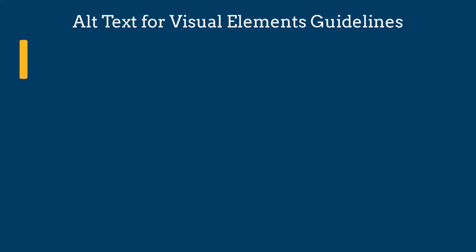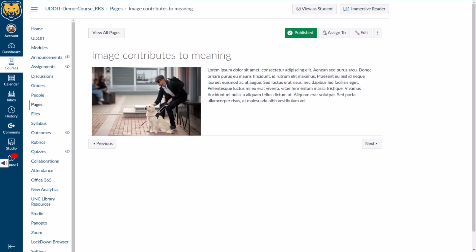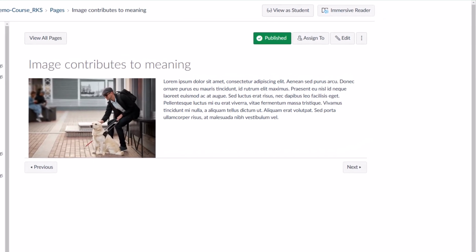A good alt text contributes to the meaning or the experience of what is occurring on screen. And while the alt text is intended for screen readers, it can also support learners by providing a description that helps them make sense of the surrounding content by reinforcing the main idea. Let's consider this image and how the alt text can help contribute to the meaning or the experience.